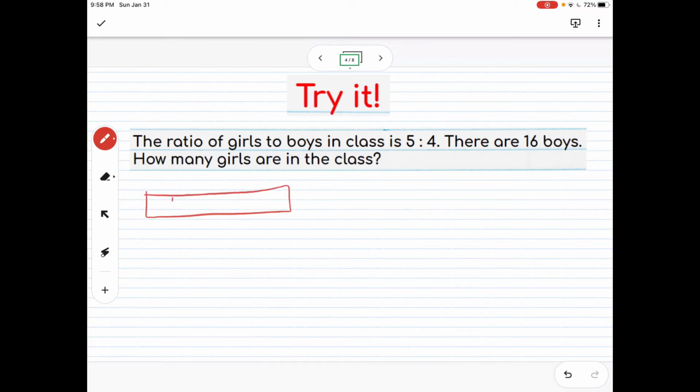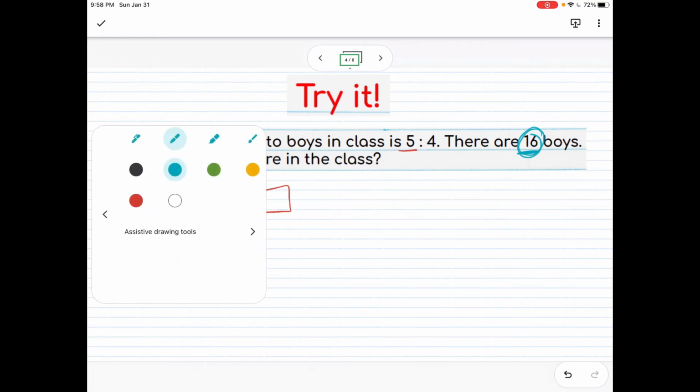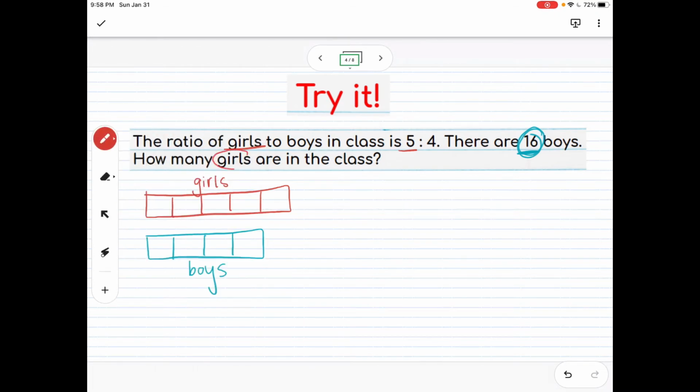I'm going to draw one with 1, 2, 3, 4, 5, and this would be girls because it starts with girls is 5, and then boys is 4. 1, 2, 3, 4, and this one represents boys. And in this case, the question says there are 16 boys. How many girls are in the class? So we're trying to find out girls.